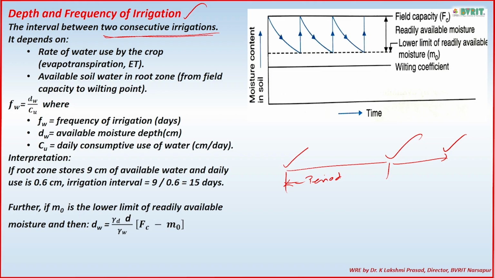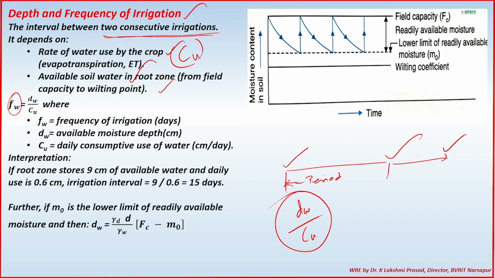So it depends on the rate of water used by the crop. That is what we call the consumptive use, or evapotranspiration. And what is the available soil water? That is nothing but field capacity to wilting point. So these are the two factors. That's why the frequency of irrigation is equal to the available moisture depth in the root zone, that is dW, divided by the utilization, that is the consumptive use.